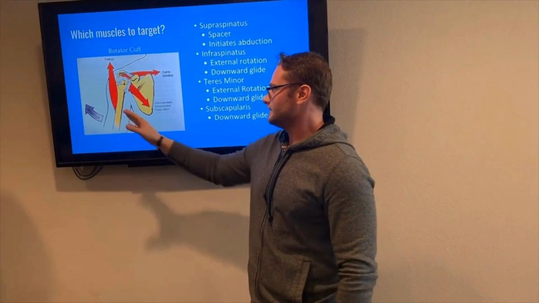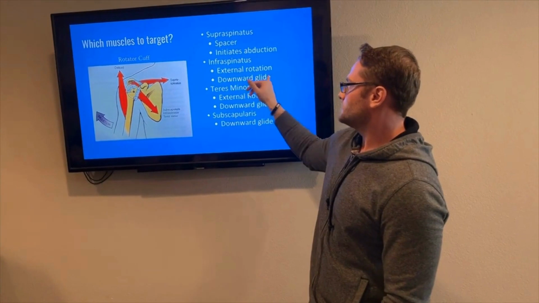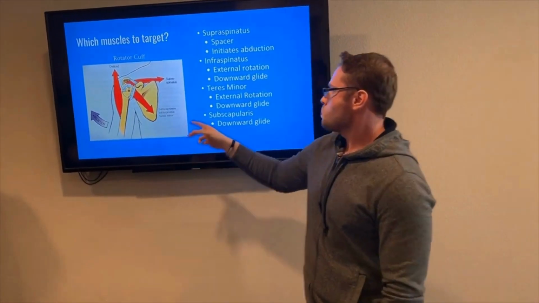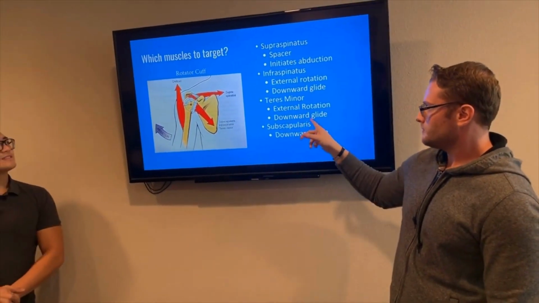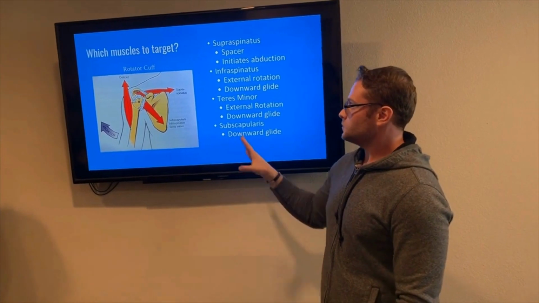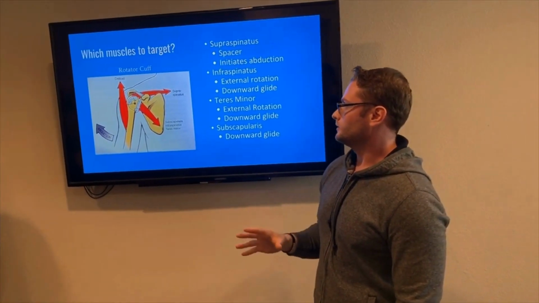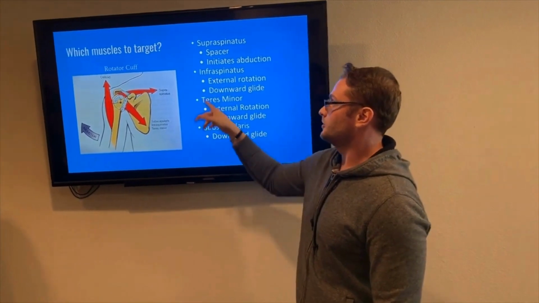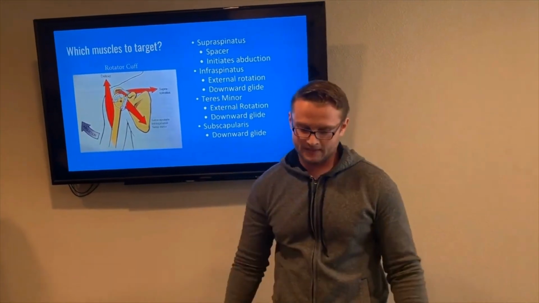So basically, that needs to happen. So you have the external rotation and you have the glide downward. So it does 2 big components. Then you have the teres minor, which also does the same thing, and the subscap helps with the downward glide. So that's why the rotator cuff is so important. If you want to remember the rotator cuff, it's SITS. That's the acronym, SITS, SITS.